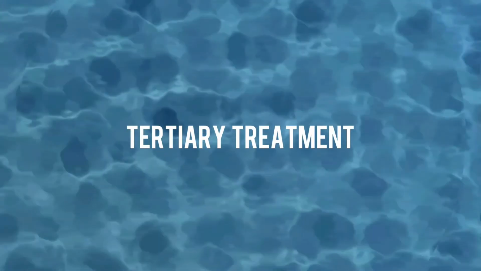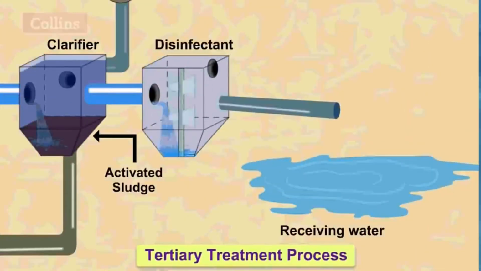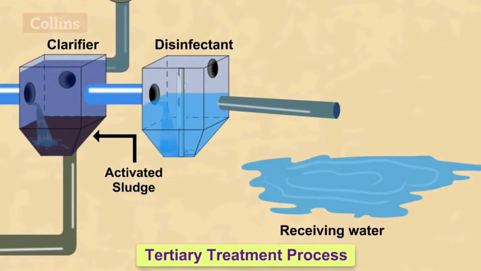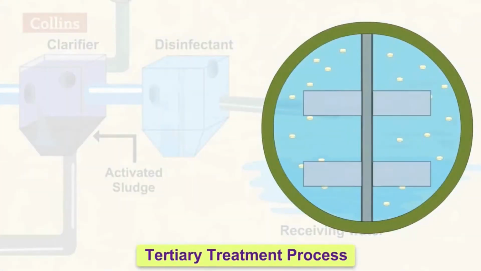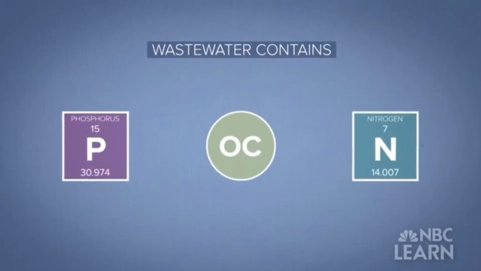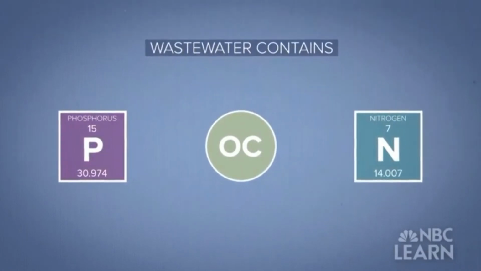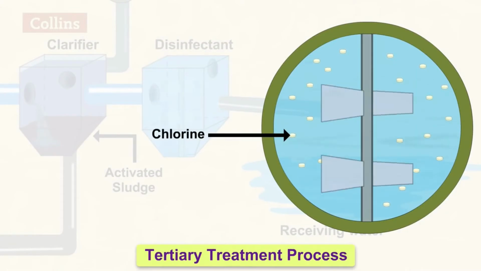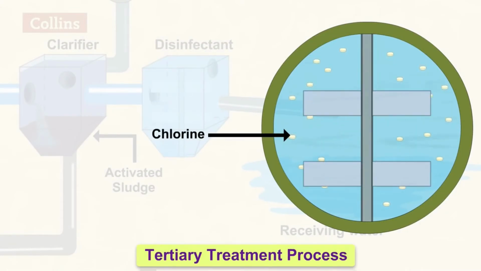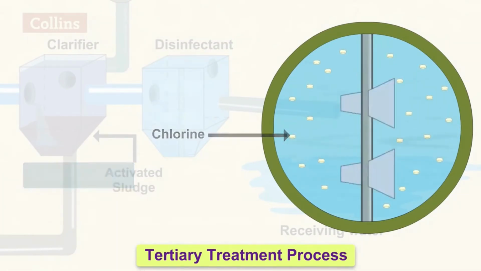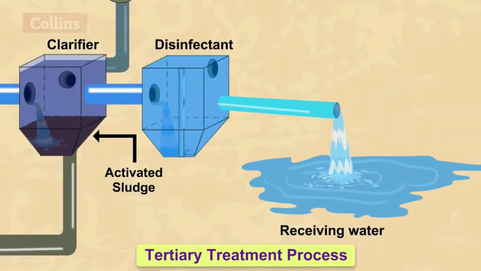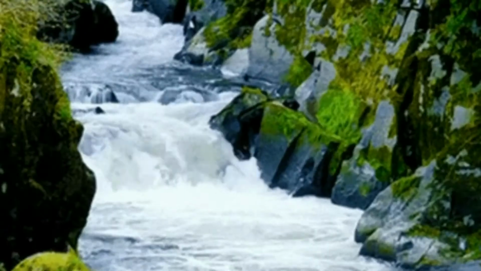Lastly, the tertiary treatment process. The leftover wastewater is treated with chlorine in order to remove the phosphorus and nitrogen compounds as well as bacteria. Chlorine tablets are added to kill the germs. This process is called chlorination. Then, this treated water is let off into water bodies.